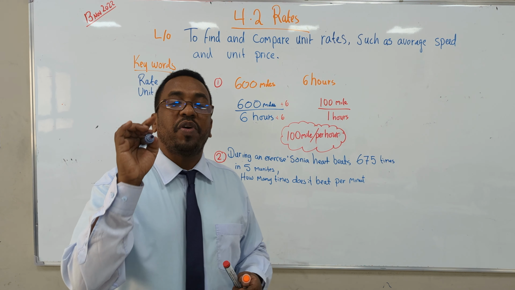We divide. Exactly. So we write the ratio. When we divide, we should have 675 times. So this is how many times it's beating. Divide into what? What should I divide, Ali? 5 minutes, right? Yeah. Divide into 5 minutes.